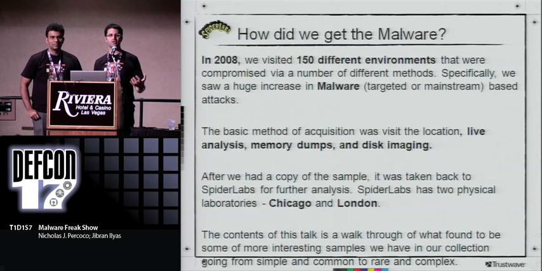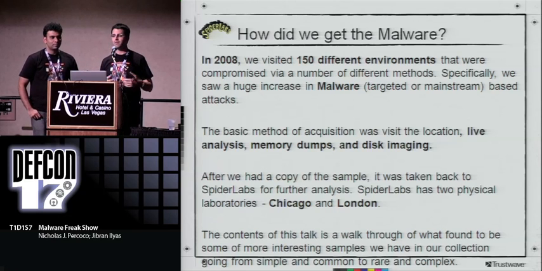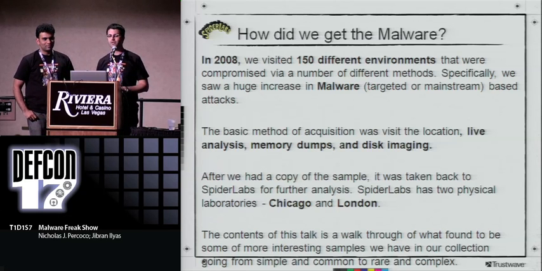We didn't set computers up on the internet and just allow people to hack them and get malware on the computers. The malware we're going to show in the next several slides is actual malware that we took out of compromised environments. These environments were confirmed compromised. The data was confirmed taken from these environments and used for fraudulent purposes out in the real world. And so we're going to take you through that. The basic method of acquisition: we do a lot of live analysis, memory dumps, and disk imaging, and then of course take all that back to our labs, either in Chicago or London, and churn through it to be able to produce some results.